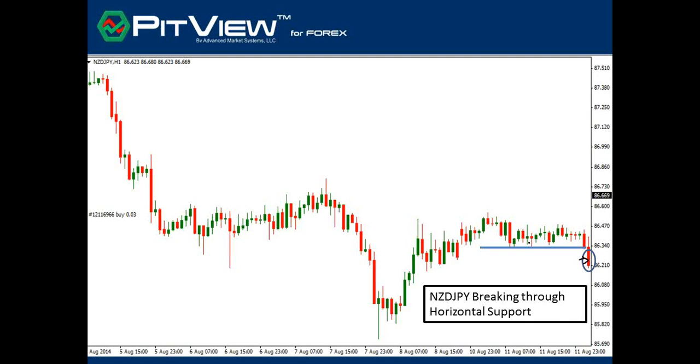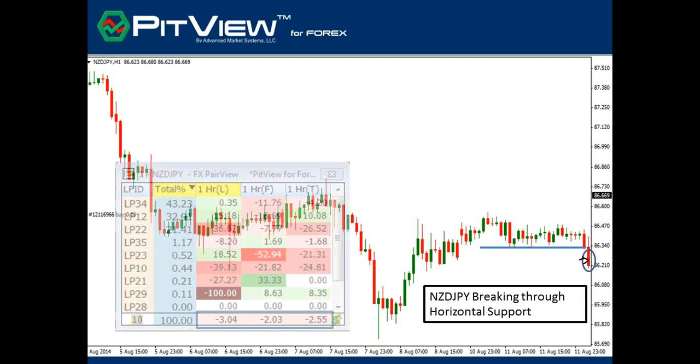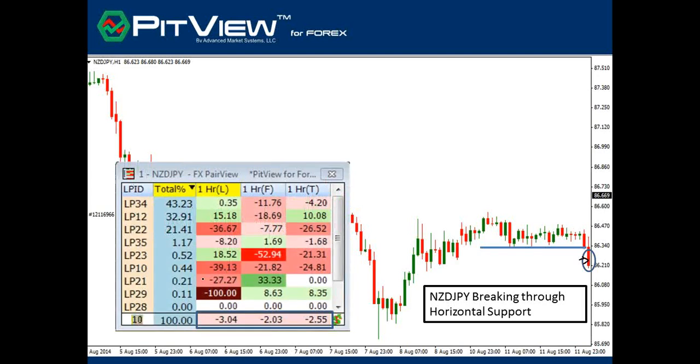If you were a more astute PitView trader, you could have actually just gone ahead and sold if you were using it as just a straight up entry method. But this is more of a confirmation type of indicator that we're using it as in this case. So New Zealand yen breaks through horizontal support. At the same time, New Zealand yen is showing both leaders, followers, and totals for all the market maker activity is showing red. So it's favoring the sell side of the equation.